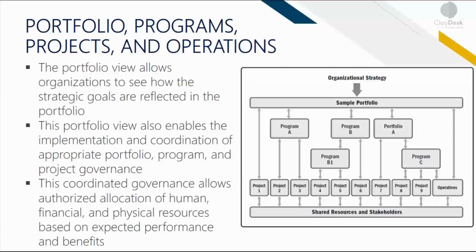So you may have a strategy that your company has developed for a particular project. It has created a sample portfolio. Within the portfolio, you have various programs, and each program has projects. And then at the bottom, you'll have the shared resources and stakeholders interacting with each of these projects, supplying whatever is necessary for project success. Key points are portfolio, programs, and then projects.